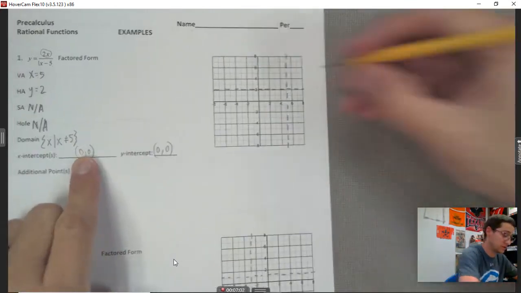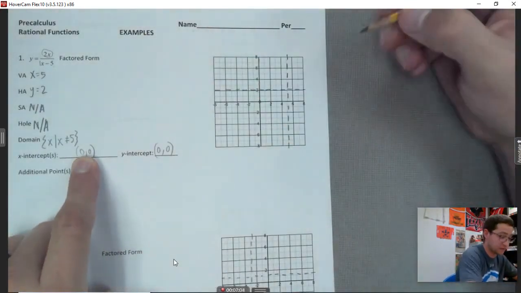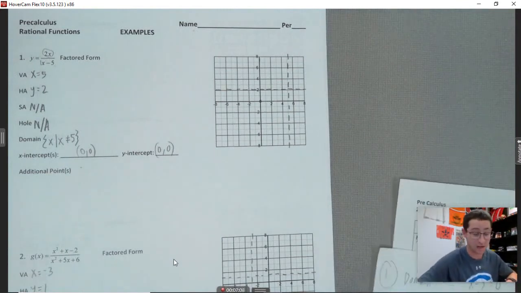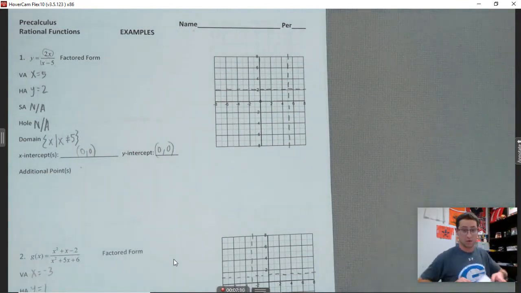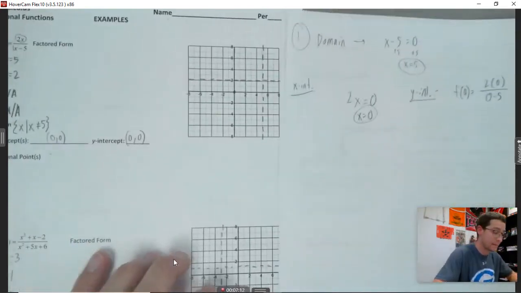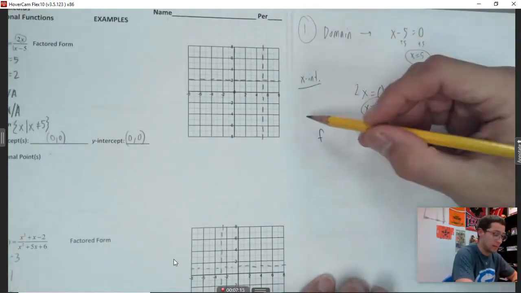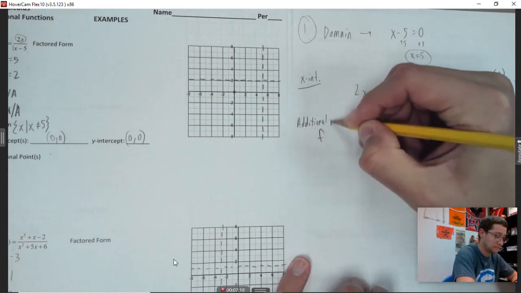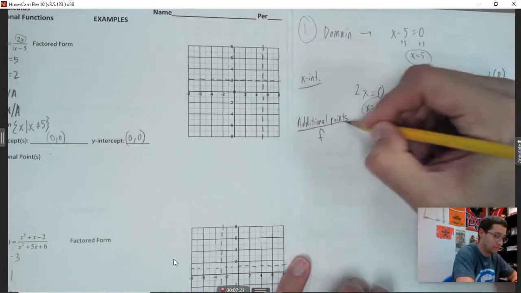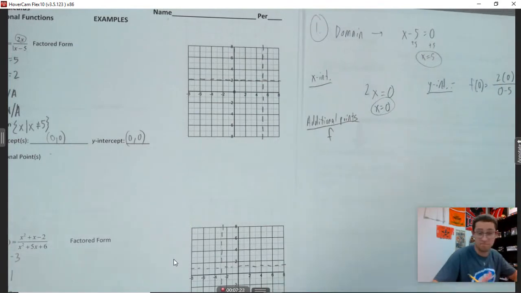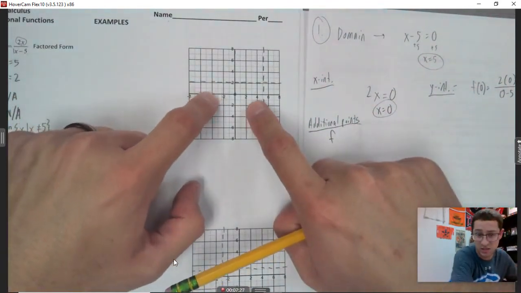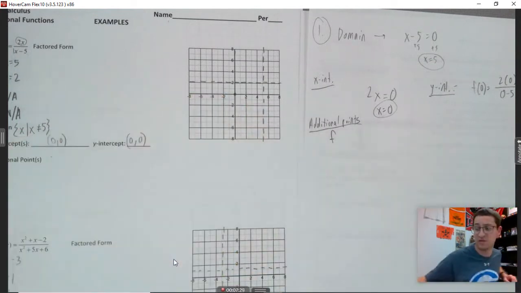All right, so (0, 0), and then (0, 0). So we really only have one. We don't have a whole lot of points here, and that's why we're going to find some more. Additional points. Me personally, I just pick 1 or 2, depending on the situation, around this spot.